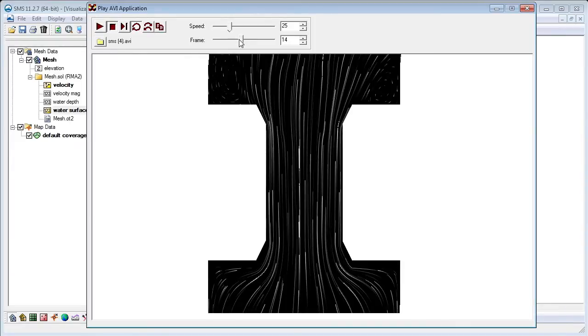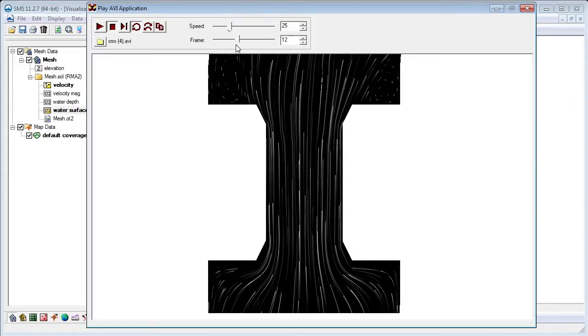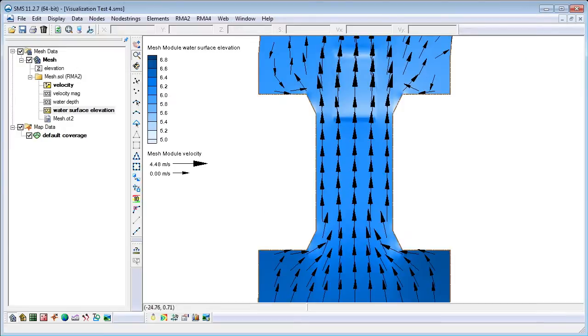The animation viewer included with SMS includes basic controls for displaying animations. Videos are saved as an AVI file so they can be viewed by most media players and inserted into presentations.